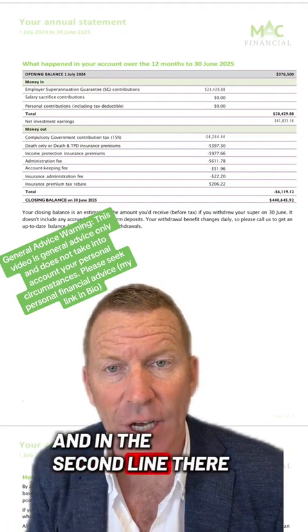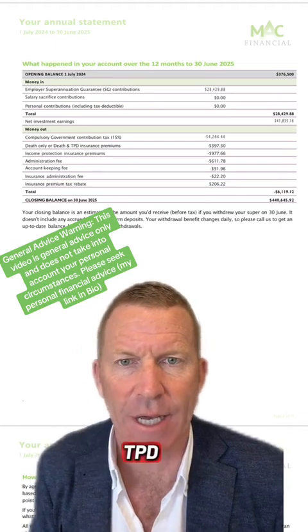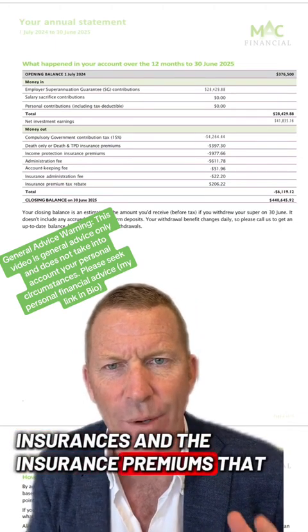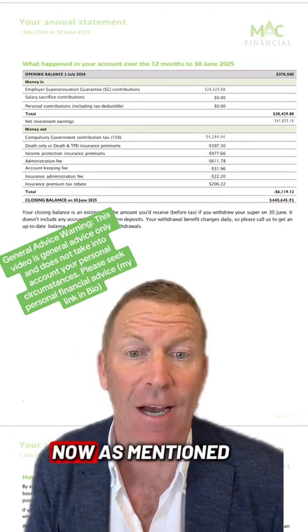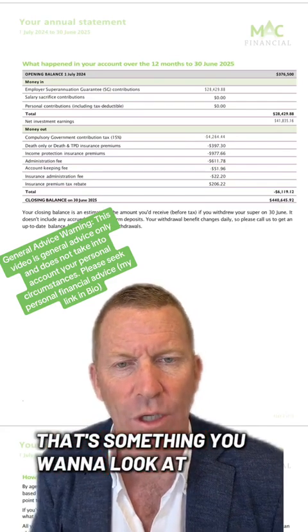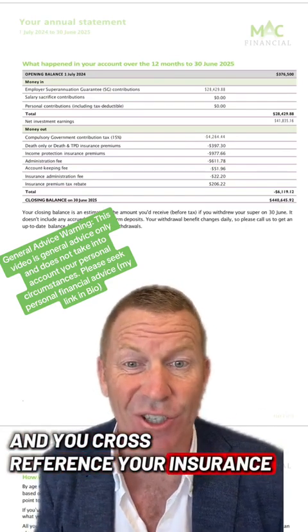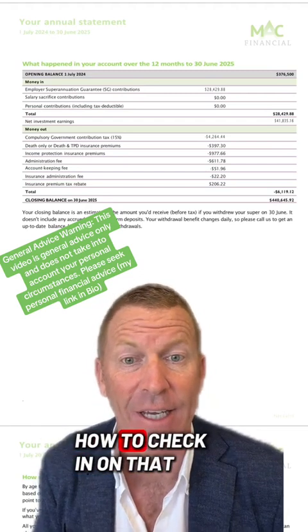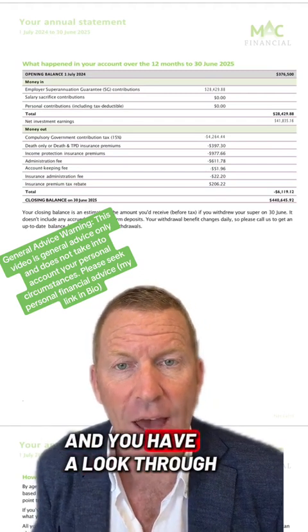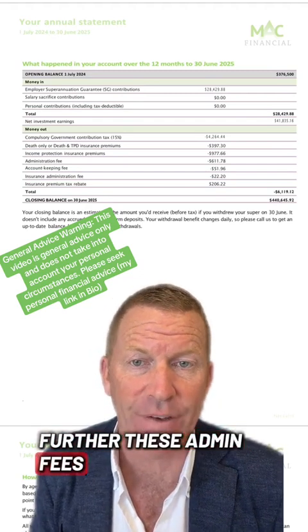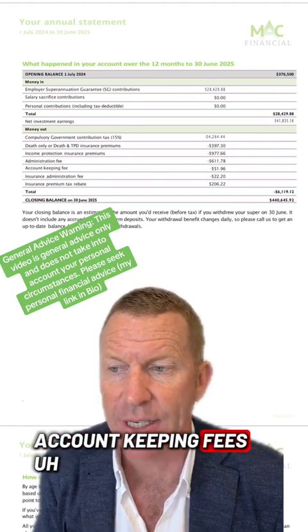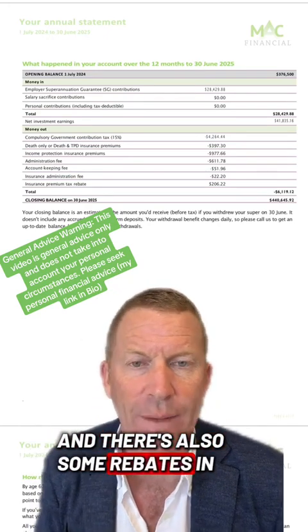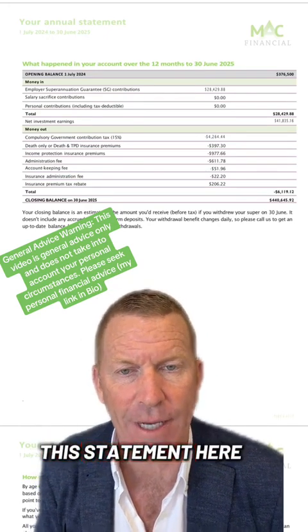Then in the second line there, you can see the death and TPD insurances and the insurance premiums that have been paid. Now, as mentioned, that's something you want to look at and cross-reference with your insurance cover, and I'll do another video on that to talk about insurance cover and how to check in on that. Then you have a look through further. There's admin fees, account keeping fees, and there's also some rebates in this statement here.